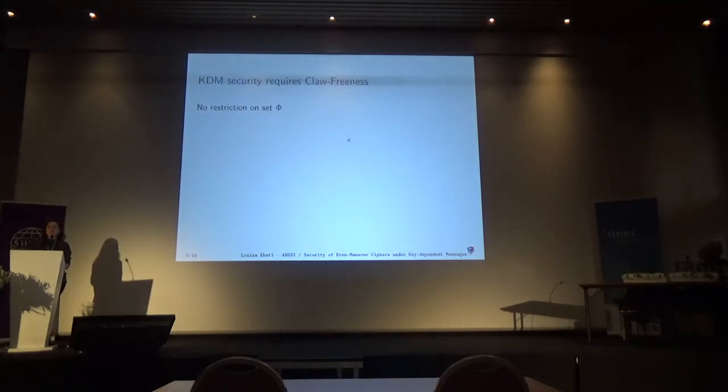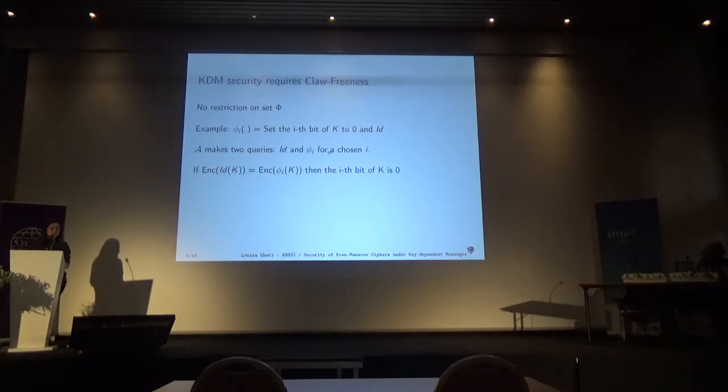So now let's say that the adversary is allowed to ask any function phi from the set big phi, and we put no restriction on this set. So what the adversary can do is use a function phi_i that will set the 8th bit of k to 0, and he can also use the identity function to recover the key as follows. The adversary will ask to encrypt the identity function, so the result will be the encryption of the key, because the identity of key will be equal to key.